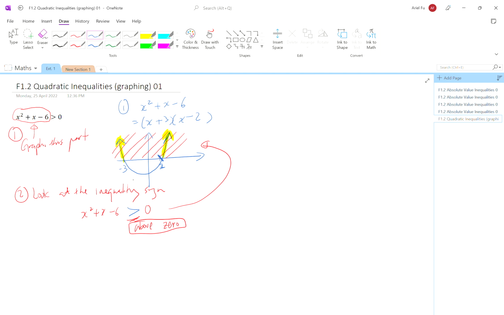In other words, what are the values that I want? What's the solution? I want all my x's less than negative 3, and all my x's greater than 2. It's an open circle because we have greater than, not greater or equal to. If it's greater or equal to, we want a closed circle. So with that in mind, you can then write out the solution: x is less than negative 3 and x is greater than 2, and that is my solution.